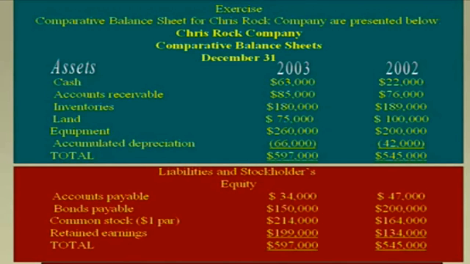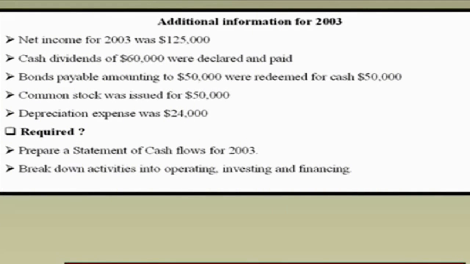Are you done printing? Well, here's what's required. I'm giving you some additional information which would help you. The net income from the income statement was 125. Cash dividends of 60,000 were paid. Bonds payable amounting to 50,000 were redeemed for cash. Common stock was issued for 50,000. And the depreciation expense was 24. This is additional information which would help you.